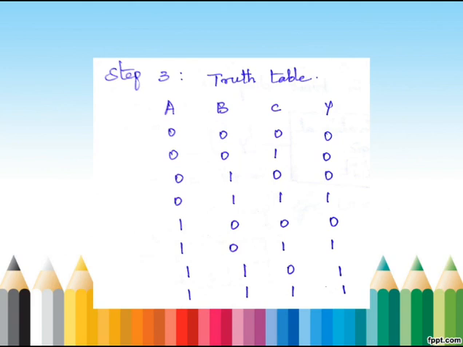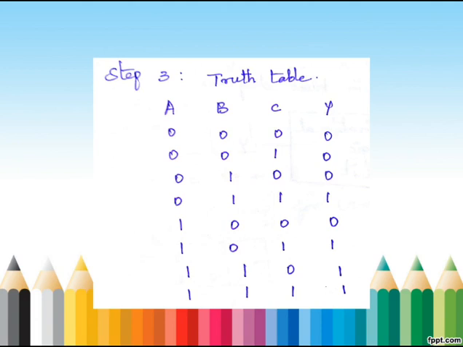As stated in the problem, it is a 3-input majority gate. So the number of logic input combinations is 2 power n. Here n is 3, so 2 power 3, which is 8 logic input combinations. So for A, B, C, the logic combinations start from 0, 0, 0 and go to 1, 1, 1.